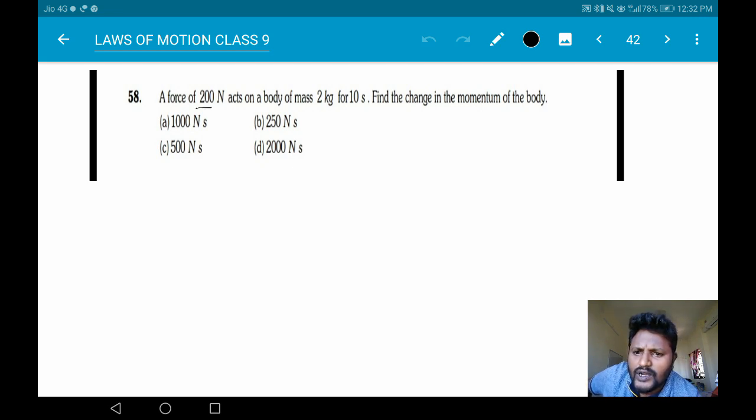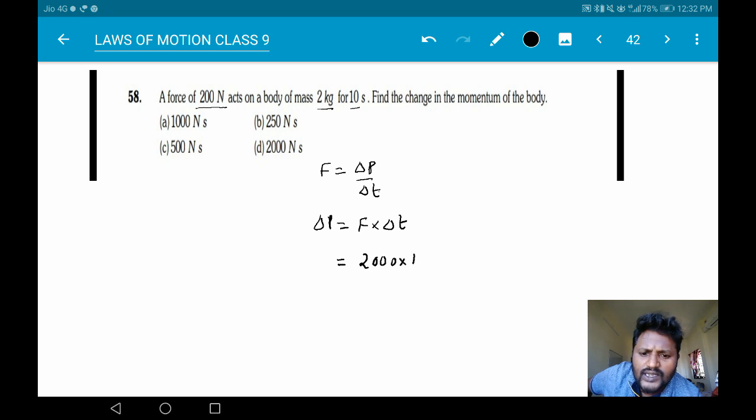A force of 200 Newton acts on a body of mass 2 kg for 10 seconds. Find the change in momentum. So F equals delta P by delta t. They are asking only the change in momentum. Delta P equals F into delta t. So force given is 200, into how many seconds is it acting? 10 seconds. Therefore 2000 Newton second is the change in momentum. Right, next one.